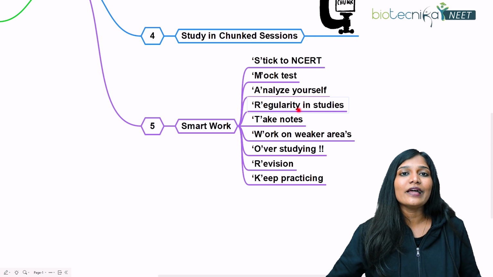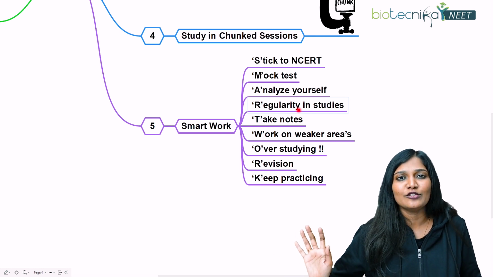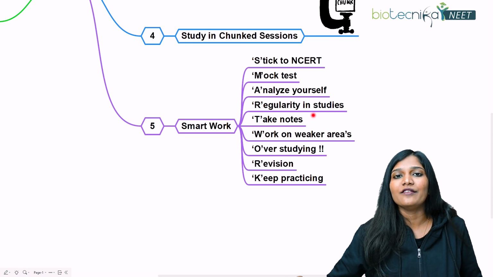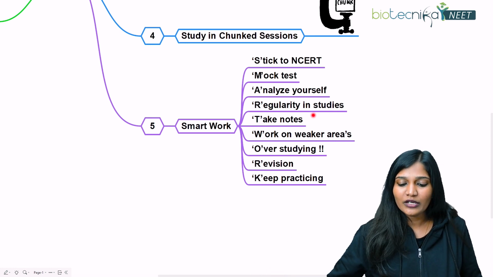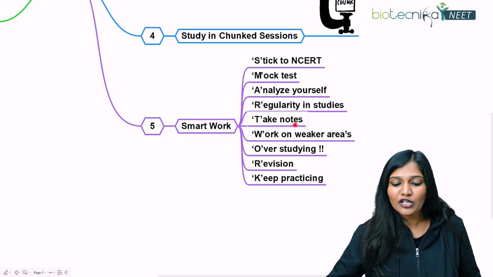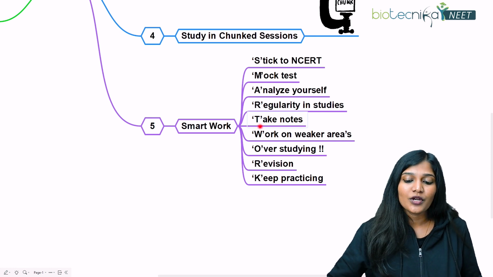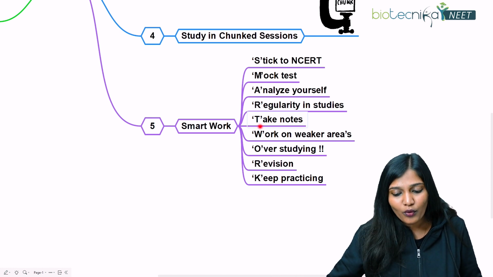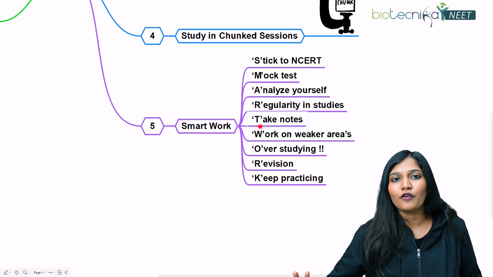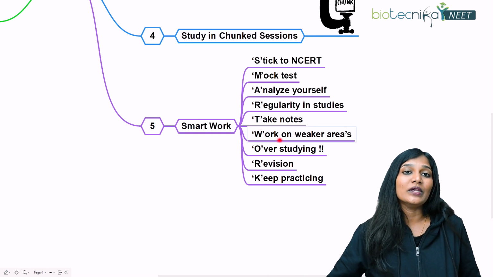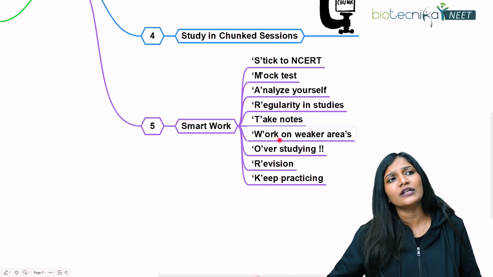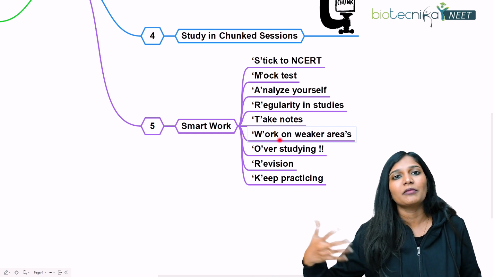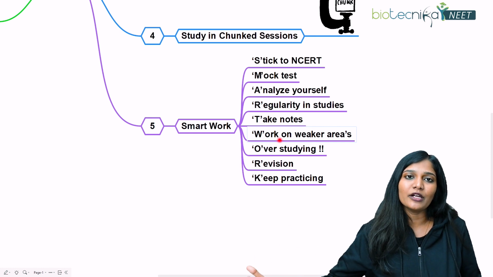Next one is regularity in study. Consistency is the key to success, of course. If you're not consistent or regular in your studies, it is very difficult to reach your target of achieving success or becoming a doctor. The next one is take notes. Whenever you are studying, always prefer to take personalized notes. Make your own notes in the form of diagrams or short notes. Then work on the weaker areas. If you are not comfortable with a specific part, some people will be very comfortable with chemistry and physics but not with biology. Some are comfortable with chemistry and biology, not with physics.